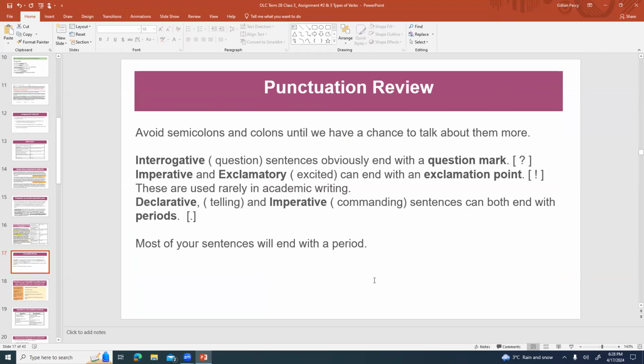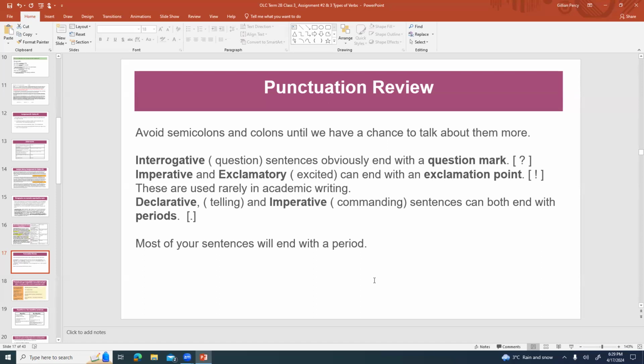Okay. For the most part, right now, don't put any semicolons and colons in until we've got time to talk about them more. Interrogative or question sentences end with a question mark. Imperative or exclamatory sentences, which we'll talk about more, can end with an exclamation point. They are not used that often in academic writing, but you might want to use them if you were quoting somebody saying something.